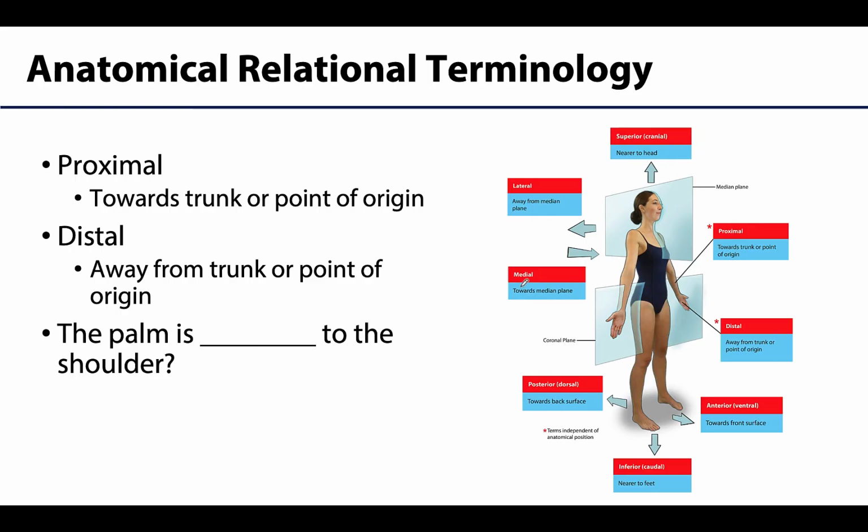So in this example, is the palm proximal or distal to the shoulder? So take a minute to kind of think about that. Is the palm going to be further away from the trunk or closer to the trunk than the shoulder? It's going to be further away from the trunk, right? So the palm would be distal to the shoulder. And so we use these terms proximal and distal quite a bit in regard to the appendages or the upper and the lower limbs, in particular with its associated structures like the bones and the muscles.